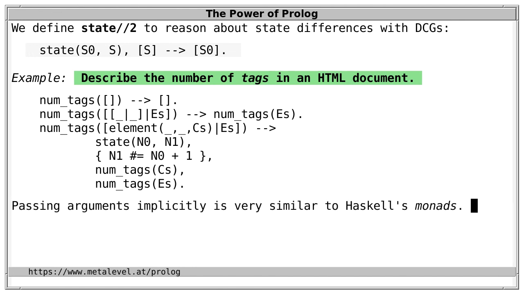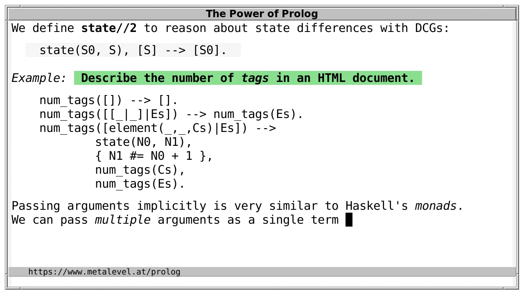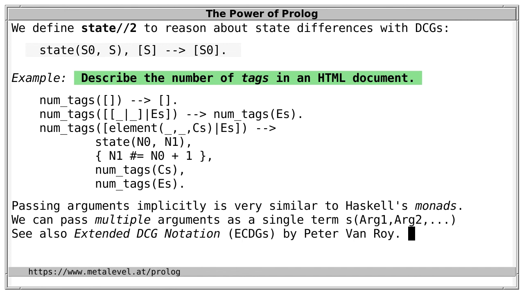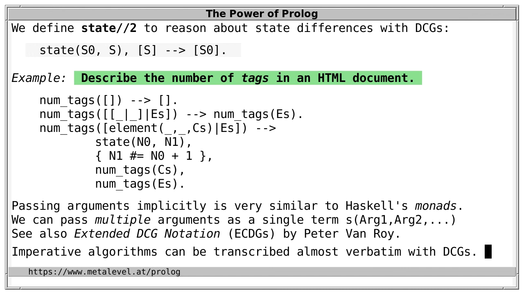And you'll notice that passing arguments implicitly like this is very similar to Haskell's monads. And we can also pass multiple arguments as a single term, simply as a compound term, such as S of arg1, arg2, and so on. And there's also extended DCG notation for this. And by using DCGs in this way, many imperative algorithms can be transcribed almost verbatim to Prolog. That's a major attraction of DCGs.